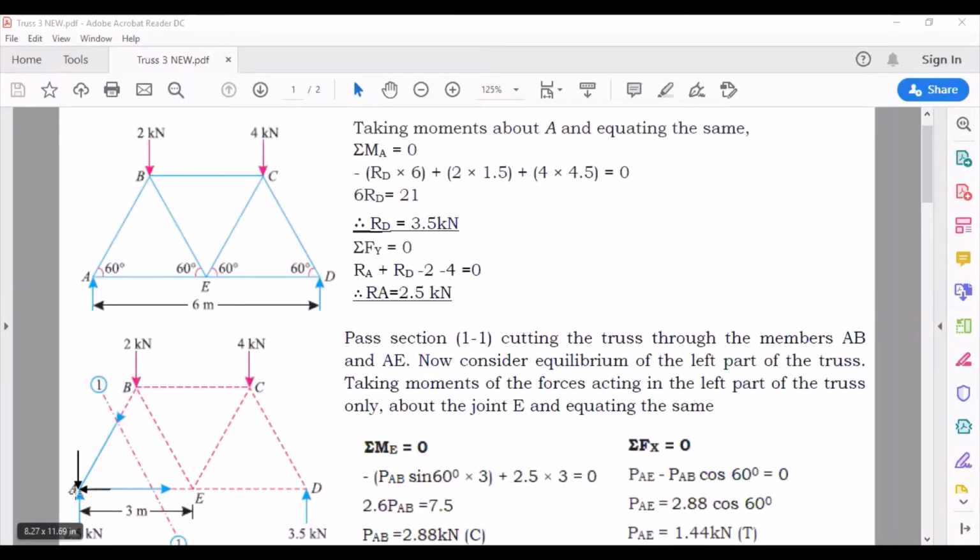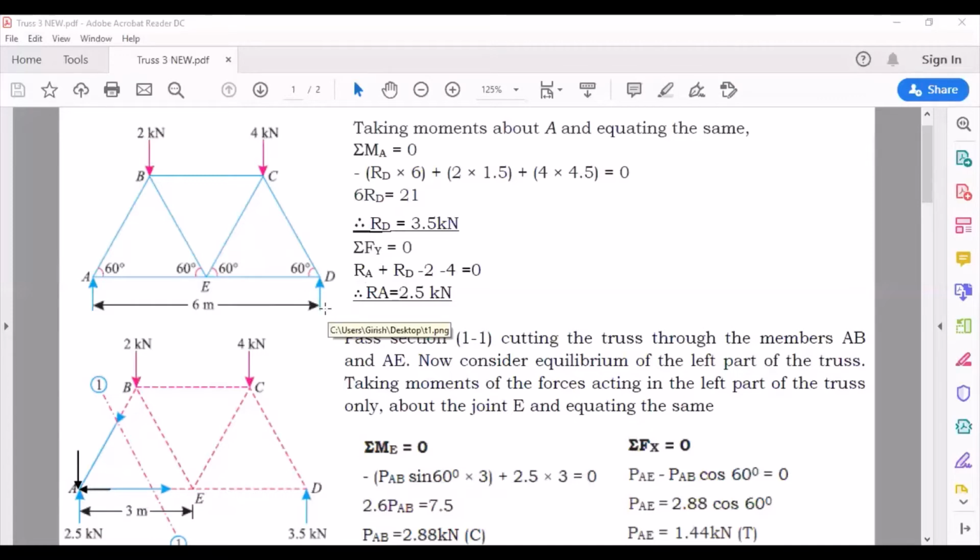Now, in the first case, we have calculated the member force AB and AE. Before that, if you happen to see, at point A and at point D, we have a support, okay? Thereby, we have a reaction at A and D. We have only vertical reaction because the truss is subjected only to vertical loading. So we have two reactions at A and D. The first thing is we are supposed to calculate these two reactions, that is at A and at D.